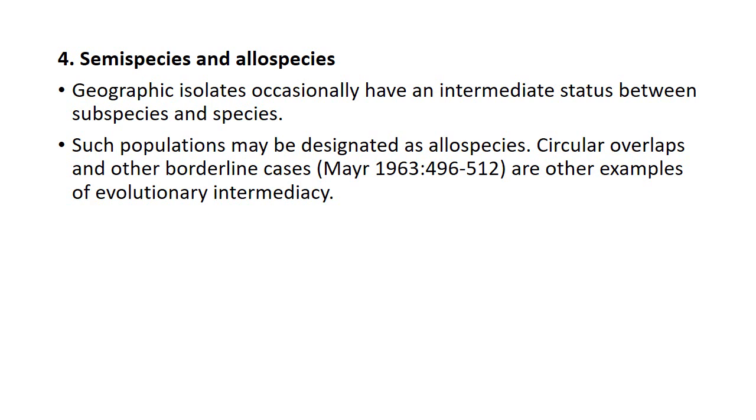Semi-species and allospecies. There are certain geographic isolates that cannot be considered as species. They are referred to as subspecies and are put under the species to which they resemble most. On the other hand, some of them may reach the species level and are called superspecies. These populations are referred to as allospecies. Cases like these are solved on the basis of the degree of evolutionary intermediacy. Taxa that are intermediate between species and subspecies are referred to as semi-species.